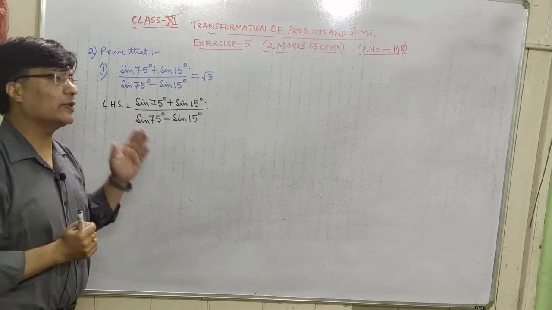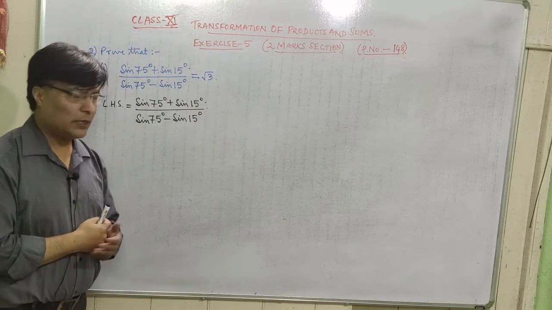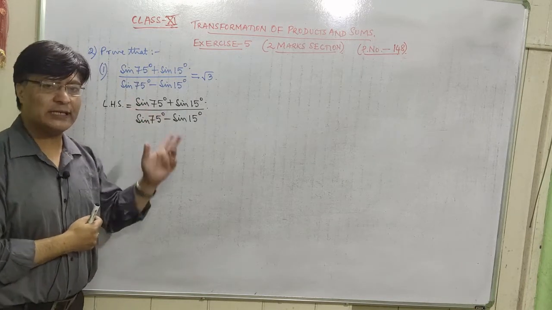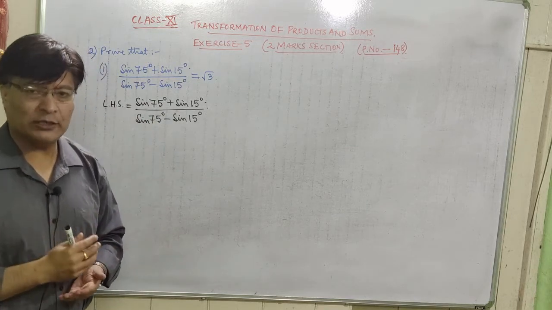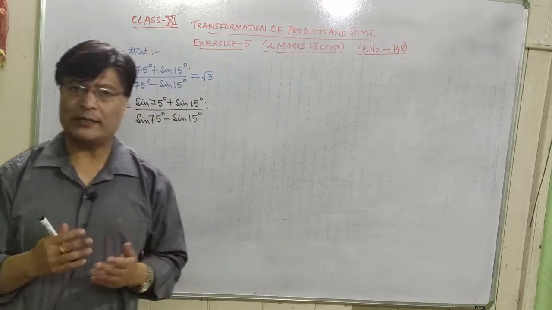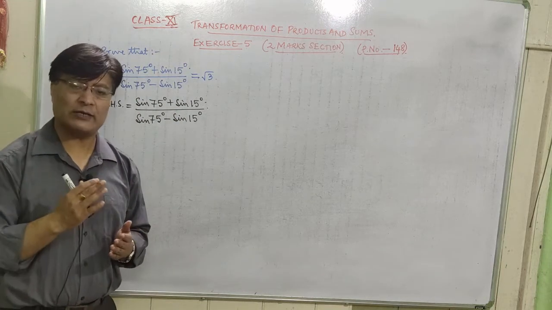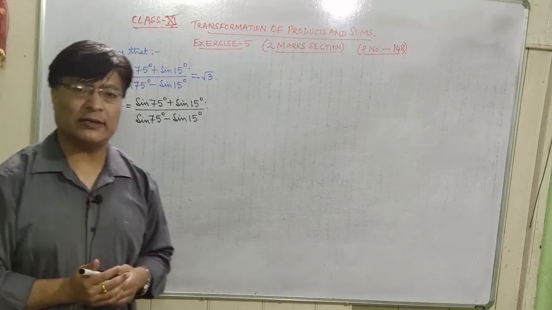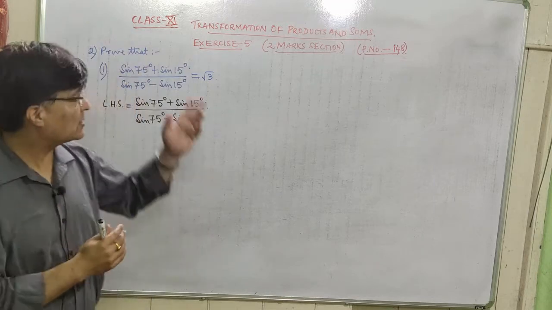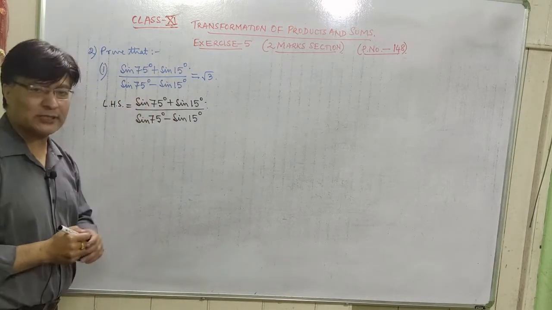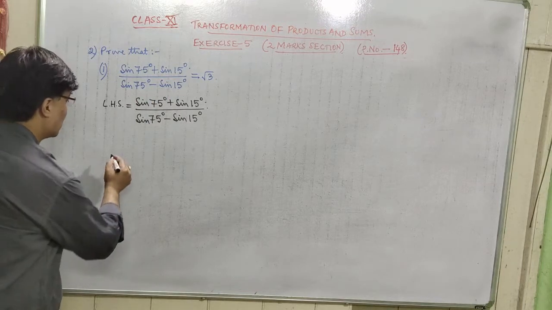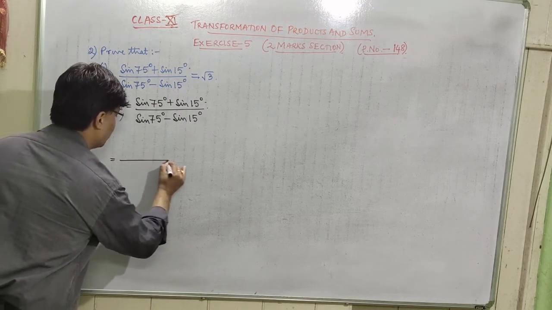Now in this case you can use the formula. In the numerator you can use sine C plus sine D, and in the denominator you can use sine C minus sine D. I think you know all the formulas that we had done in the last online class, from this chapter, transformation of products and sums. So what is sine C plus sine D?